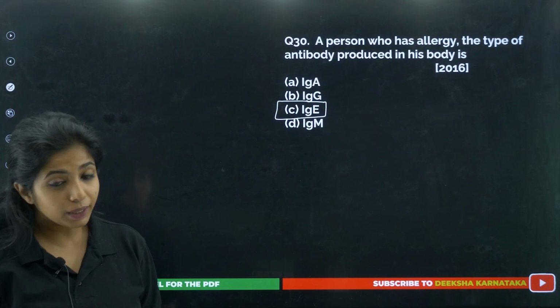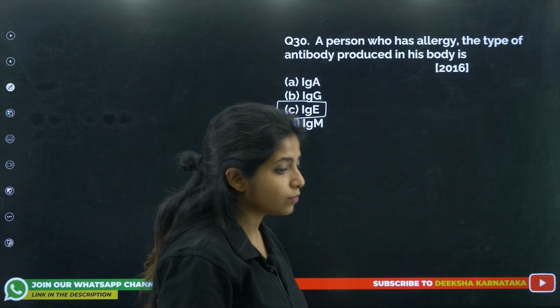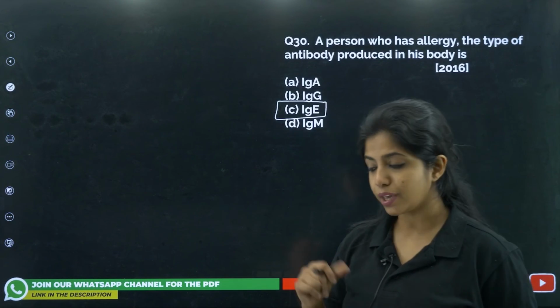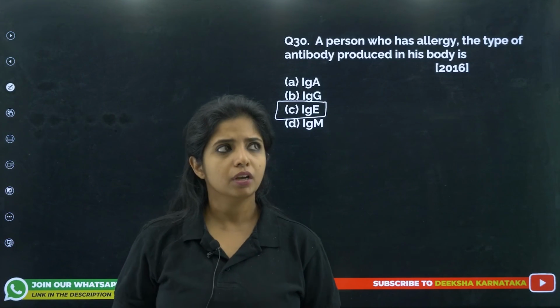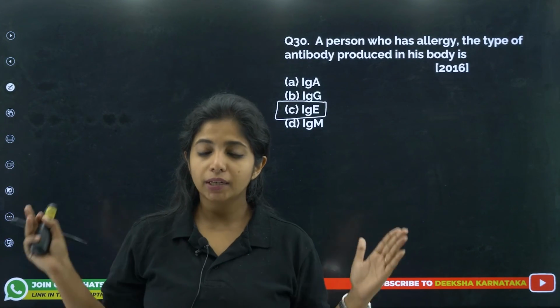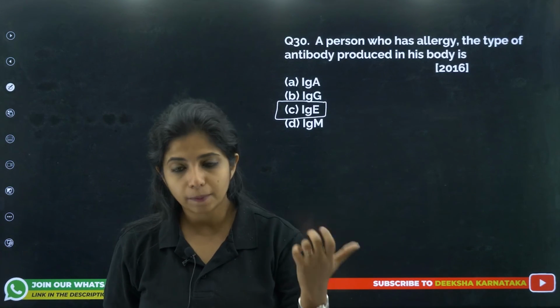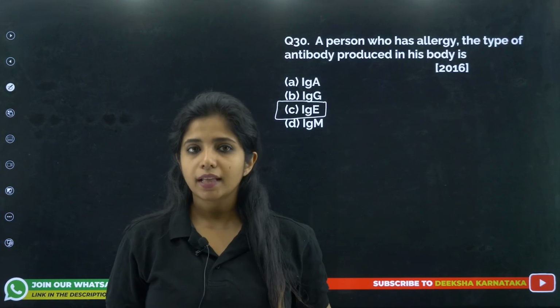So with this, we have completed the 30 previous year questions from this particular chapter. Now tomorrow we will be dealing with the next chapter, that will be sexual reproduction. Not tomorrow, basically whenever the video is posted, it will be sexual reproduction in flowering plants. Probably we will be dealing with that.